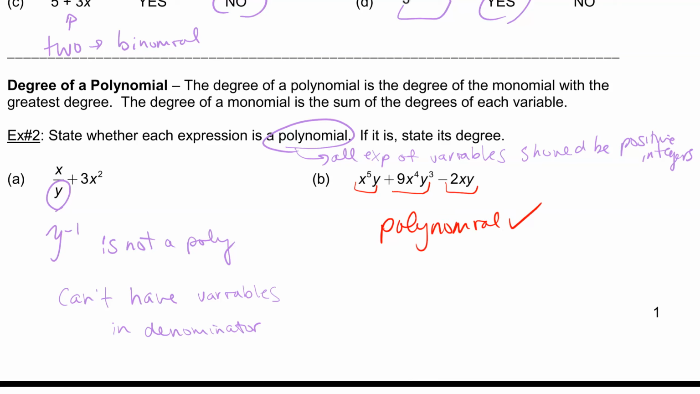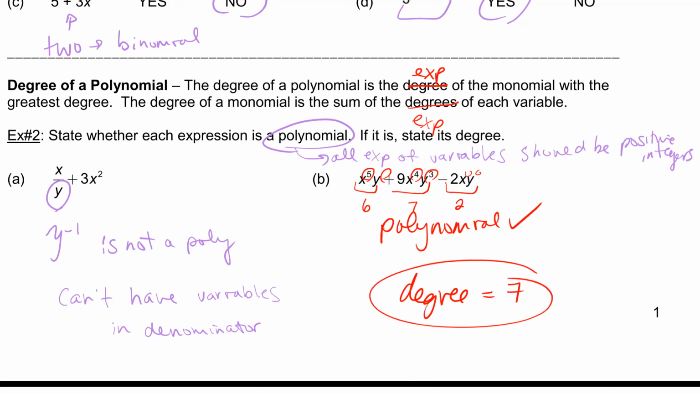So if I want to know the degree, you add up the... The degree of a polynomial is the exponent of the monomial with the greatest degree. The degree of the monomial is the sum of the exponents of each variable. So if I add up the exponents, 5 and 1 would be 6. 4 and 3 is 7. 1 and 1 is 2. The highest number is 7, so the degree of this polynomial is 7.